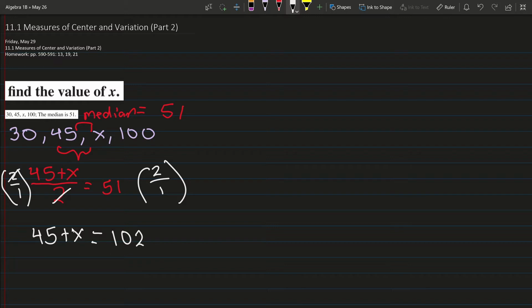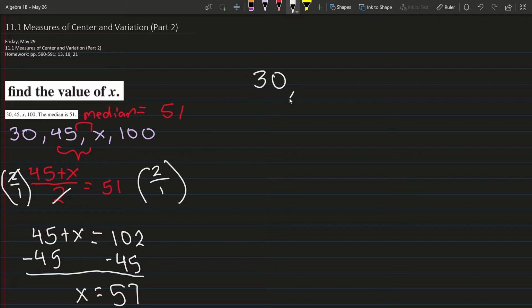Now we need to isolate x. That was our goal here. We need to get x by itself so we can figure out what x represents. To get x by itself, we subtract 45 on both sides. Why subtract 45? Well, it's the opposite of a positive 45. So 102 minus 45 is 57, and that means our x is equal to 57.